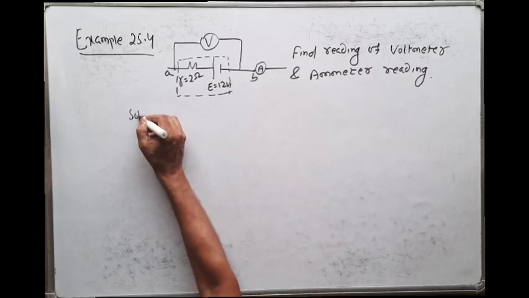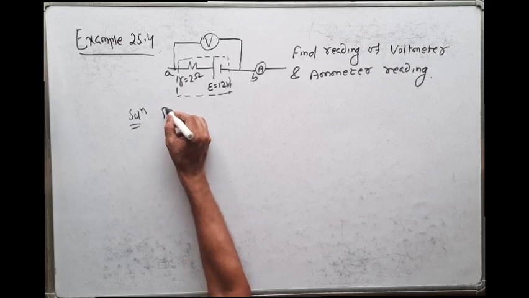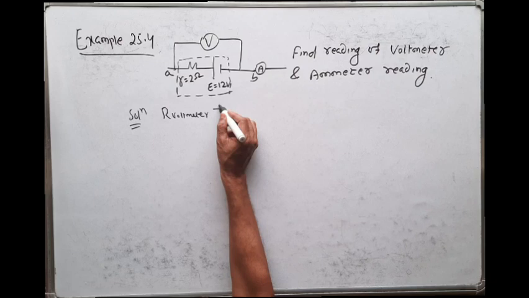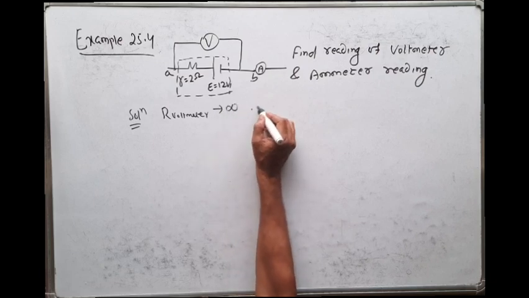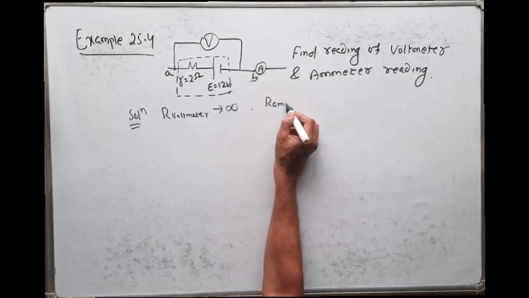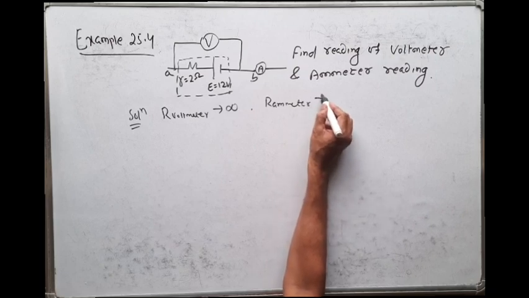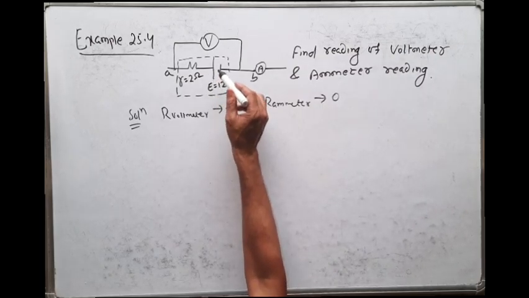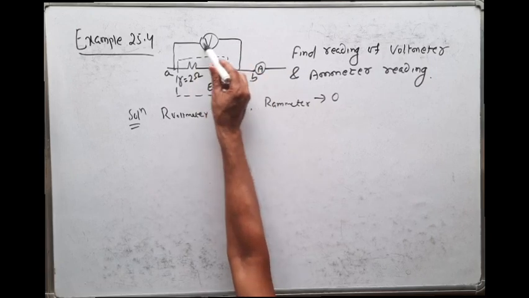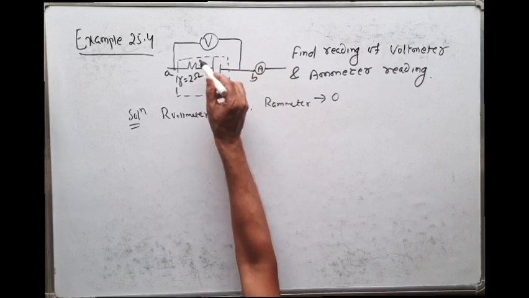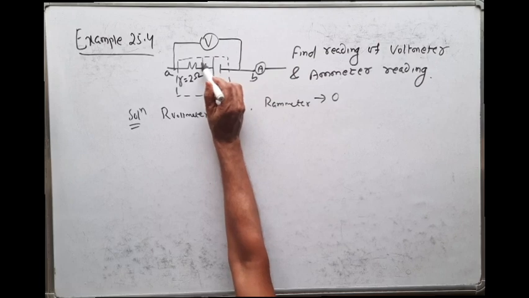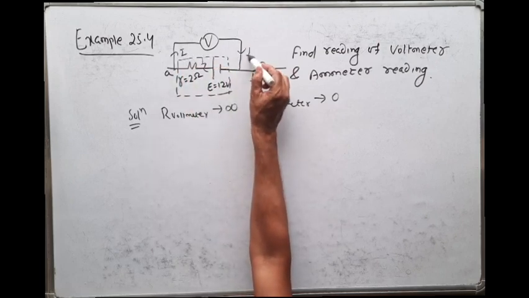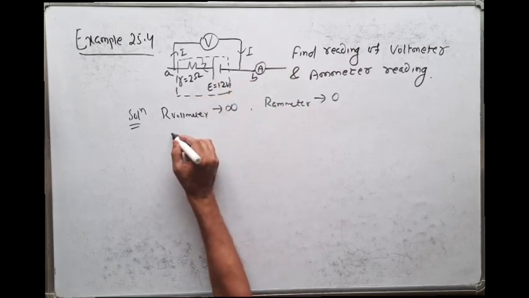Now see, I have told you the resistance of a voltmeter is very high, ideally tending to infinite, and the resistance of an ammeter is very low, ideally 0. Now see, this is a closed circuit. So current will flow like this. Current will start from the positive terminal and go like this. Then we will find the value of current.